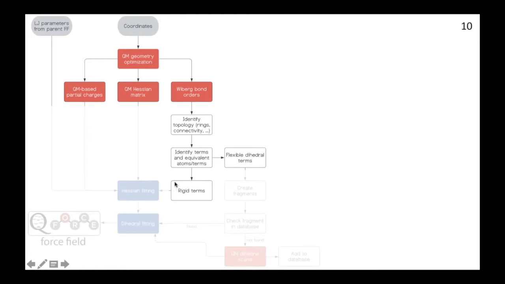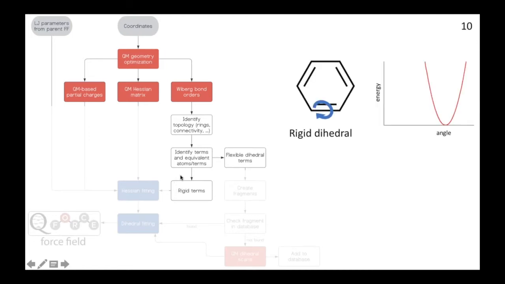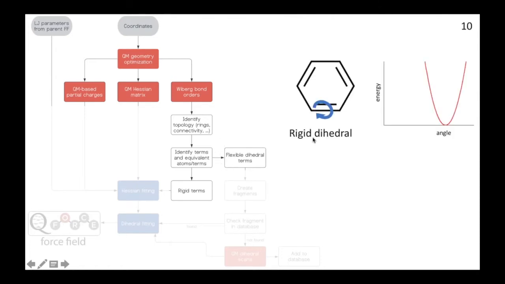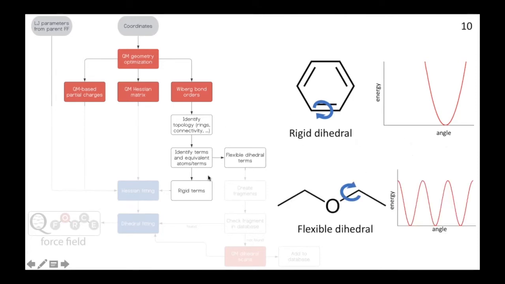So this is bonds, angles, and rigid dihedrals, and also flexible dihedral terms. Now, just to remind you the difference between these two, the rigid term has a single minimum, and it can be modeled by a harmonic potential. So a QM Hessian contains enough information to deal with these rigid dihedrals. On the other hand, flexible dihedrals have multiple minima, and the Hessian only contains information about one of these minima. So we will have to deal with these separately.